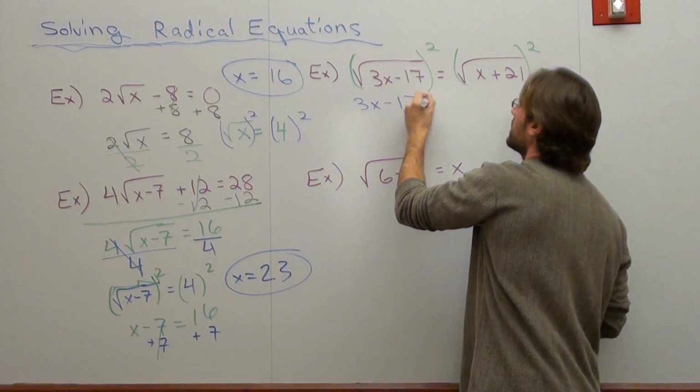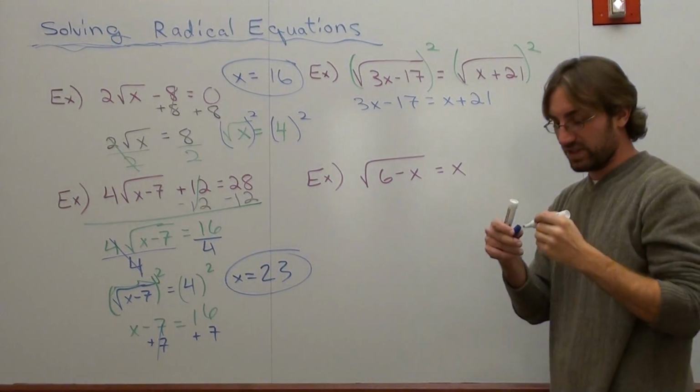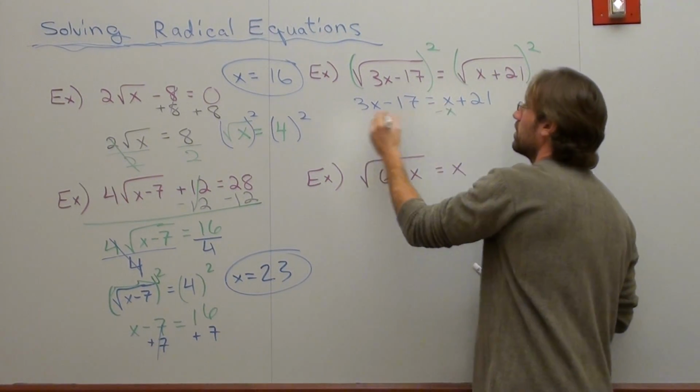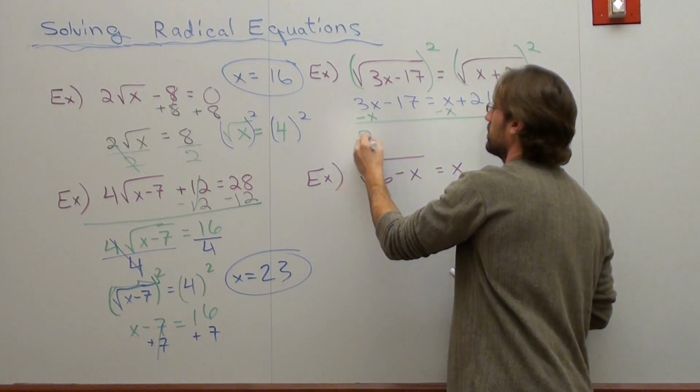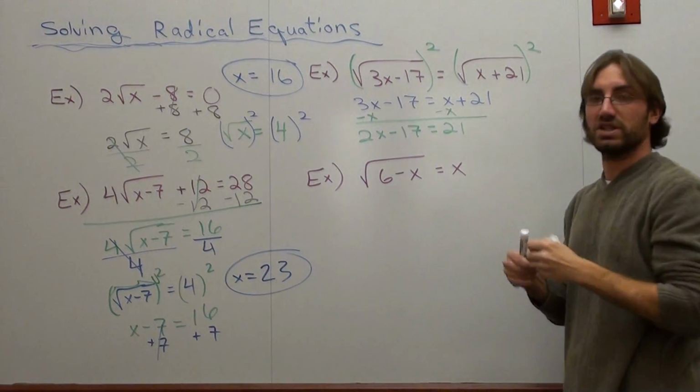3x subtract 17 equals x plus 21. Subtract x on one side, add 17 on the other. I think we can do that now at this juncture. Add 17 on both sides.